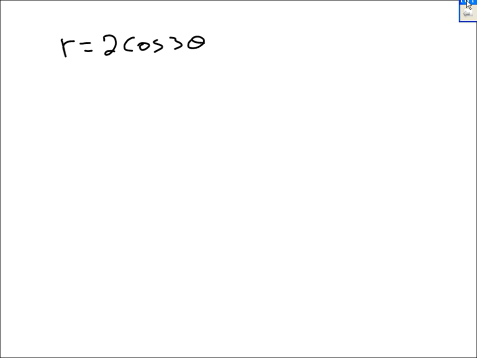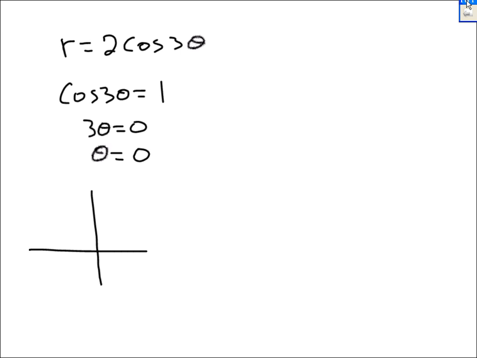The first thing we should do is find one petal. Let's find out when cosine of 3 theta is equal to 1. Cosine is 1 at 0, so 3 theta can be 0, so theta is 0. What that tells me is that one petal is around 0, and the r value is 2 times 1, or 2. Not that that mattered. Now, I'm just going to find the area of the top half.